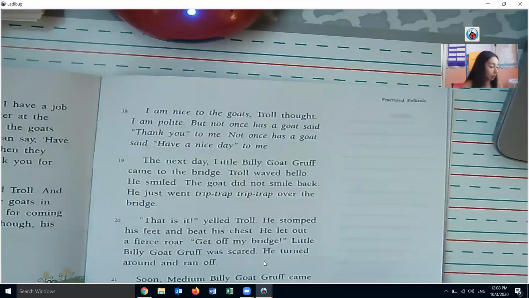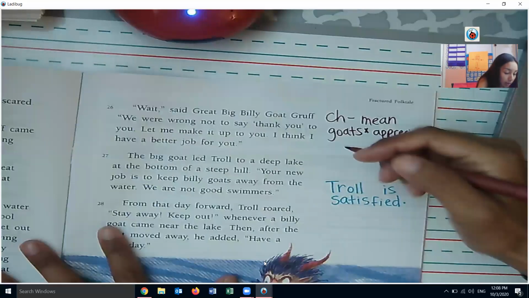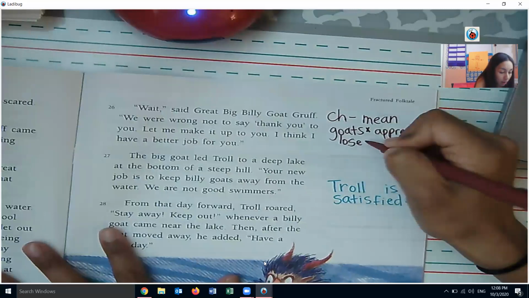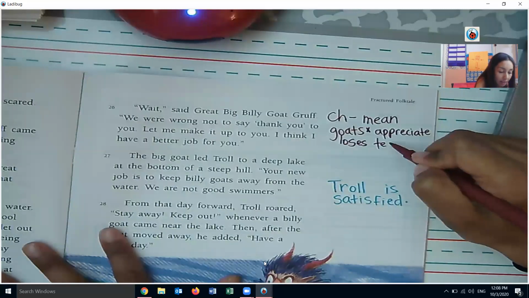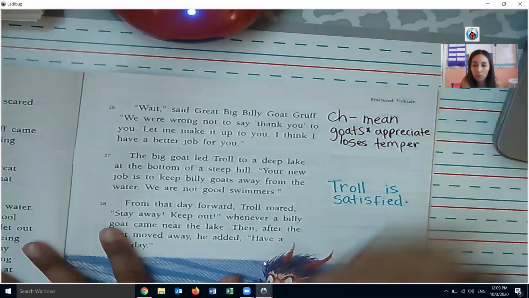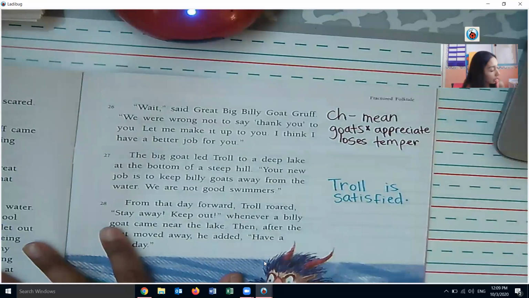And then of course, eventually he loses his temper. He loses his temper and he's just like, that's it. It's not fair that I'm over here being so nice and everyone's just walking right past me.